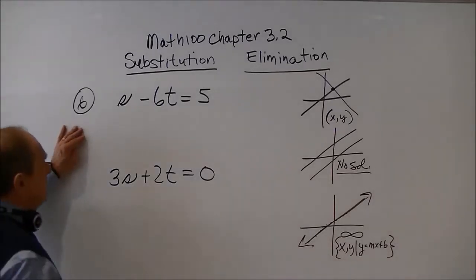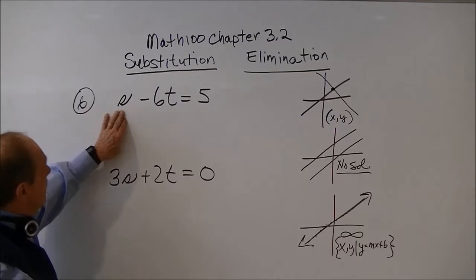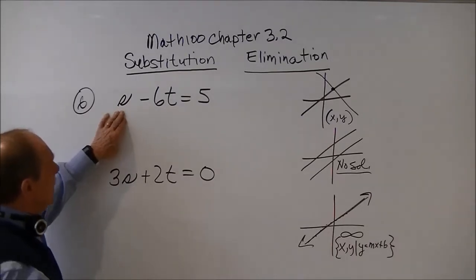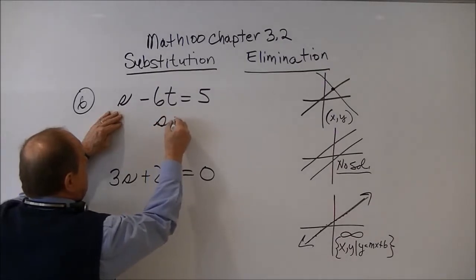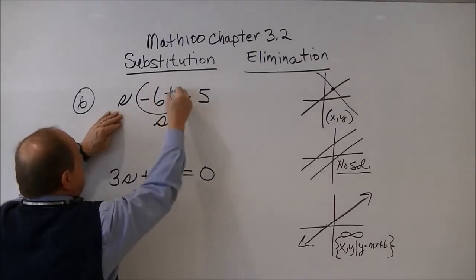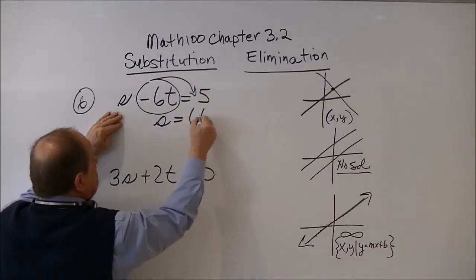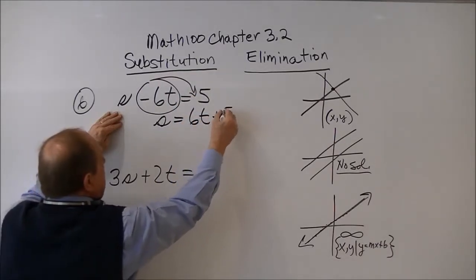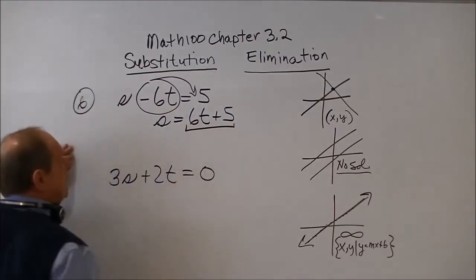Again, they want us to do this by substitution. Notice you have s all by itself, but you want to solve for s. So we'll put s equals, we'll transpose this term. That gives us a positive 6t plus 5. So now we have a value for s in terms of t.